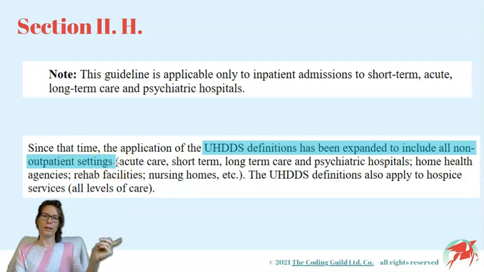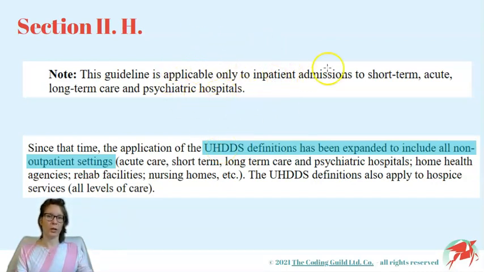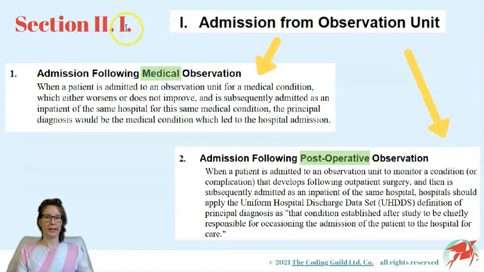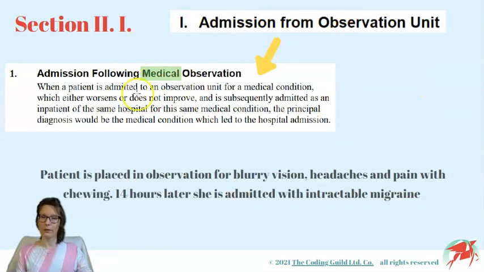So while the UHDDS definitions apply to all inpatient settings, this guideline will only be applicable to short-term, acute, long-term care and psychiatric hospitals. Next up is Guideline I with instructions on admissions from observation. The guideline differentiates between medical observations and post-operative observations. Let's see medical observations first.